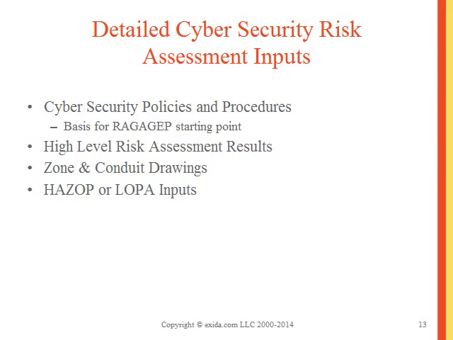So the inputs, as I mentioned, to your security risk assessment are any policies and procedures that your corporation has in place. RAGAGEP, otherwise known as Recognized and Generally Accepted Good Engineering Practices, is basically the starting point. Here's where you want to identify all of the major guidelines within the organization and bring those into play. You'll take the high-level risk assessments, the zone and conduit drawings that you previously created, and any HAZOP or layer of protection inputs. So those are the basic components that go into the cyber risk assessment that we're going to perform.